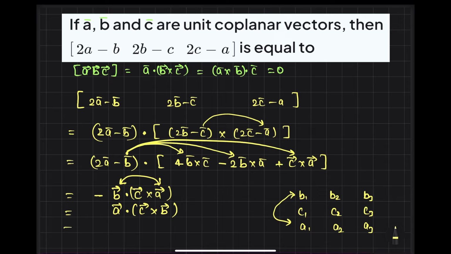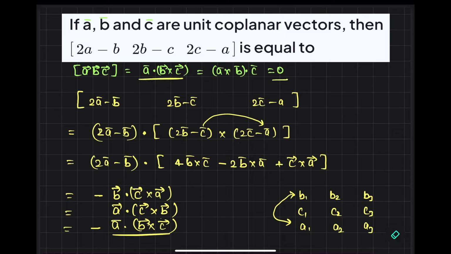Correct? Now what I will do? I will interchange these two rows. So again we will have a minus sign. So minus of a dot b cross c. Okay. Now you know that a dot b cross c is what? 0. So this result will also become 0. Okay. So it is equal to 0.